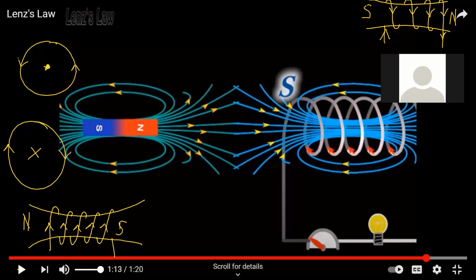So, when the current is flowing in the solenoid, it creates a magnet of its own.